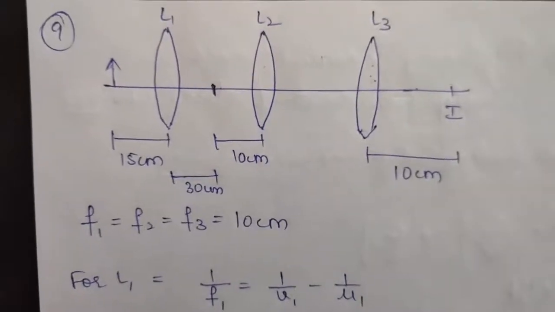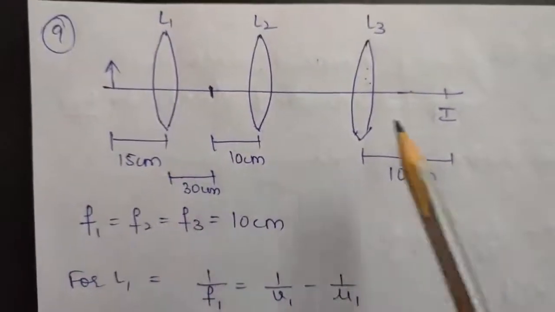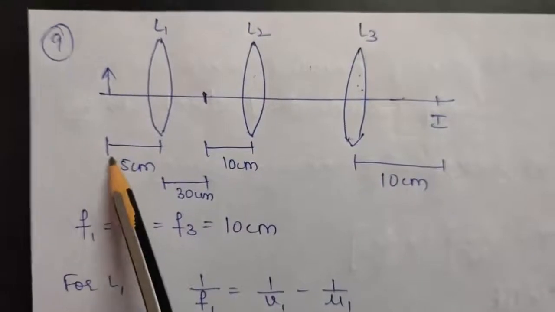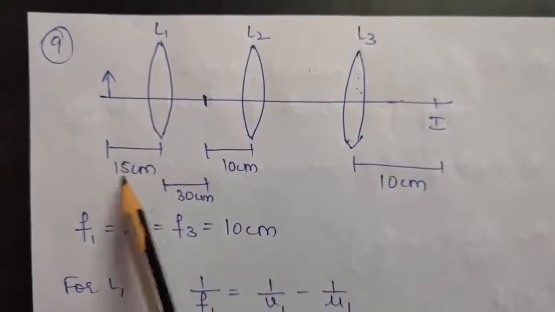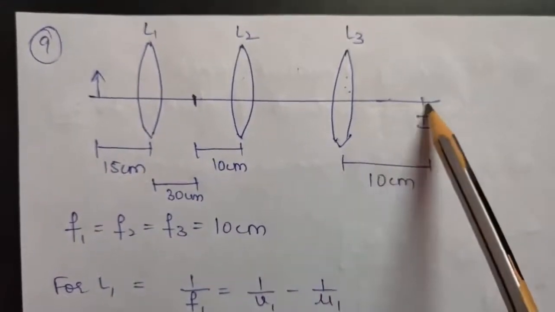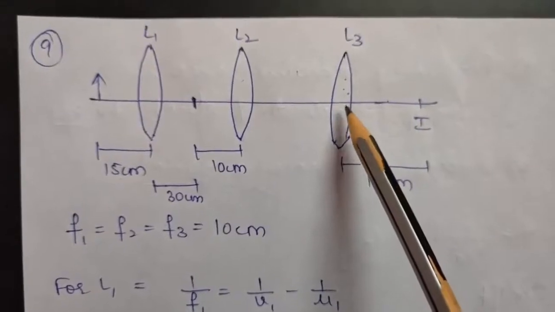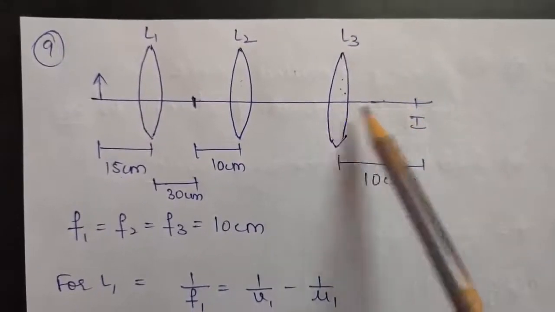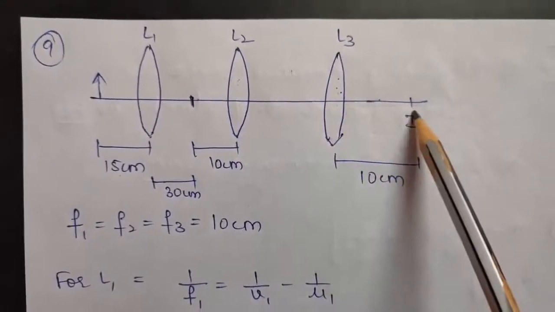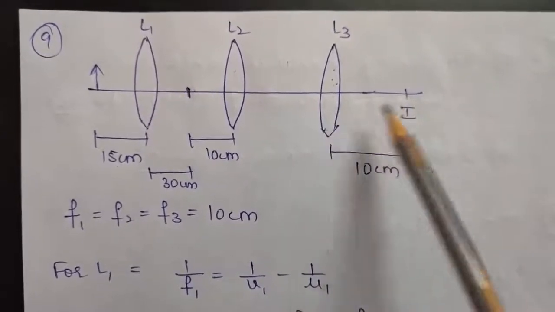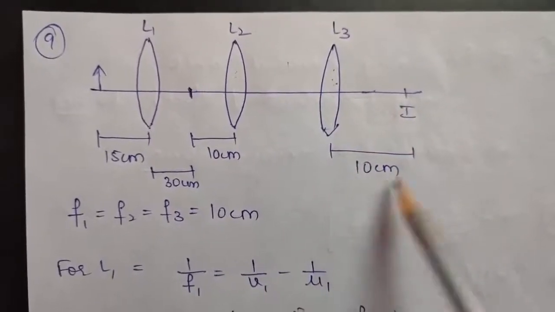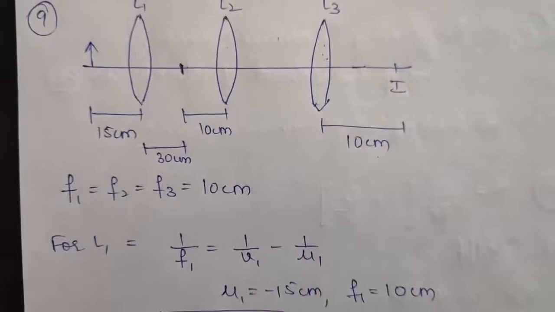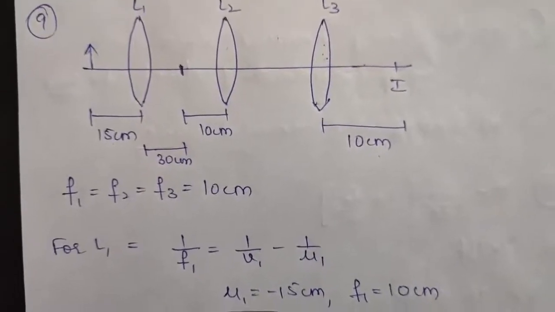Okay, in question number 9, you are given 3 lenses. The distance of the object from L1 is given to be 15 centimeters, and the final image is said to be formed at the focus of L3, and the focus of L3 is given to be 10 centimeters. That means this distance is 10 centimeters. So we have to tell the distance between L1, L2 and L3.